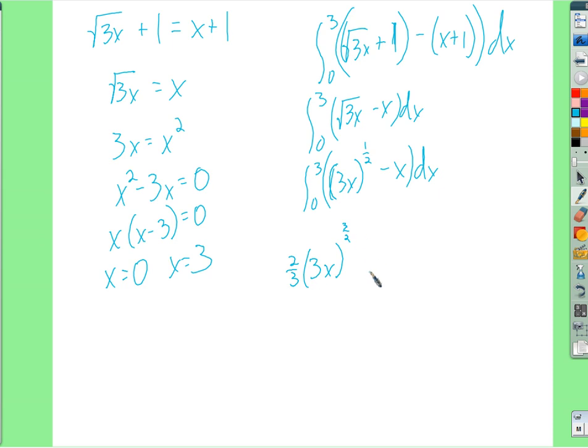Okay? So that's going to leave a 3 out. We're going to have 3 times 3x to the 1 half as the derivative. So what are we going to do so that when we multiply by 3, it also gets canceled out, so that thing is left outside? Also multiply by 1/3. We're looking at 2/9.